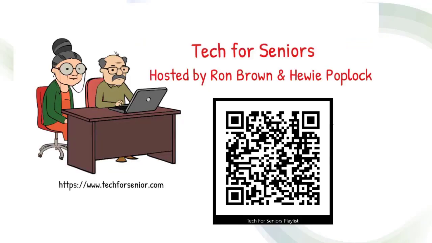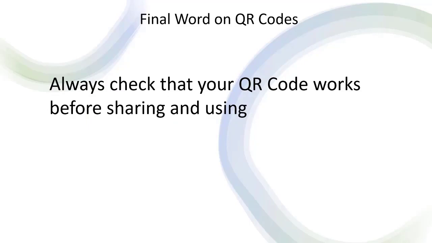Or you can put a link to the playlist for Tech for Seniors as a barcode. So if you have a barcode reader on your phone and you're watching this, if you click that, your QR reader, you will get the playlist for Tech for Seniors. One final word on QR codes: always check that your QR code works before sharing and using it.